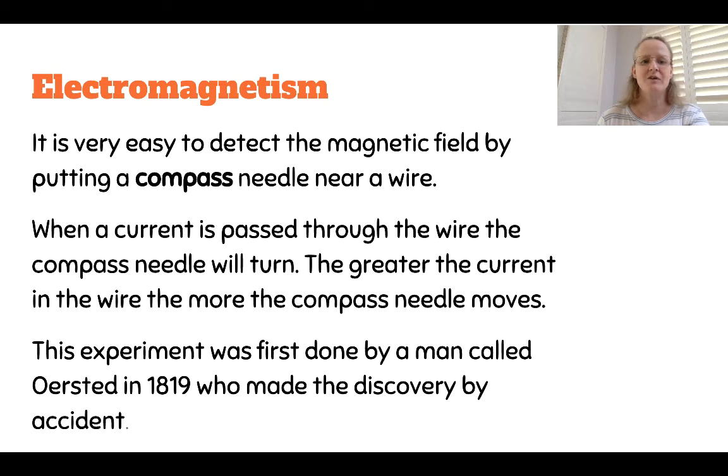And you can detect that field by putting a compass near it. When you pass the current through the wire, the needle turns on the compass, and the greater the current, the more the compass needle moves. This experiment was first carried out in 1819, and the discovery was made by accident, which is an interesting science way to find things out.